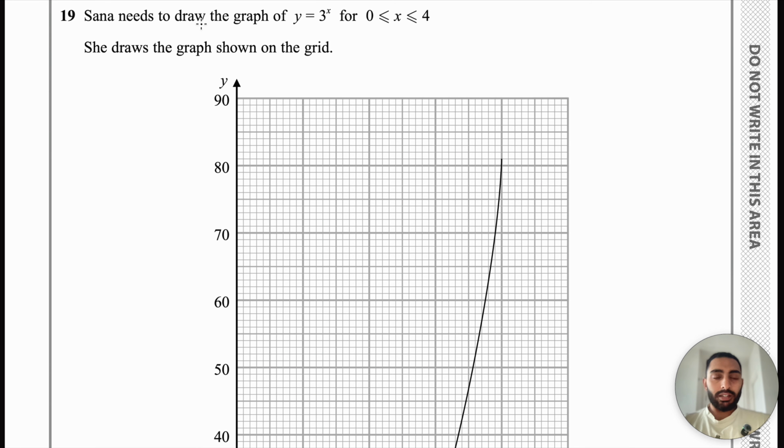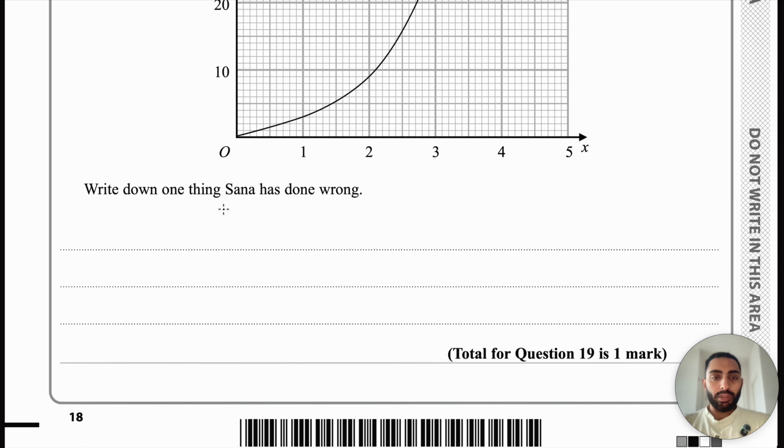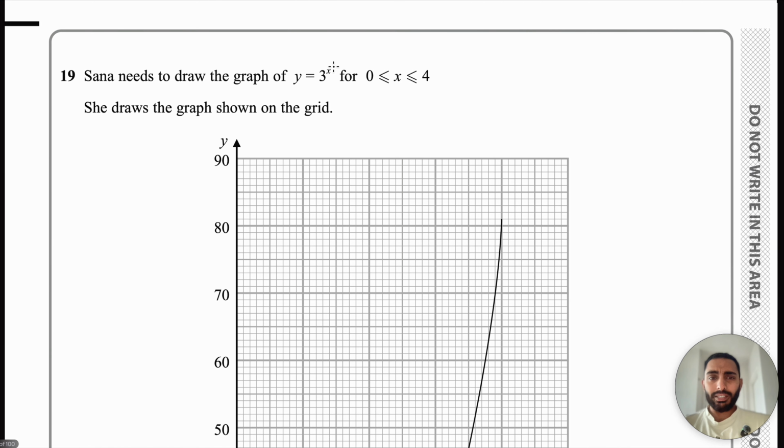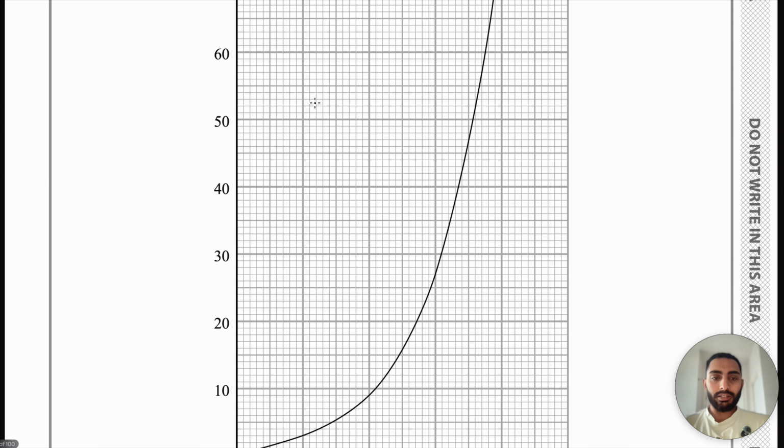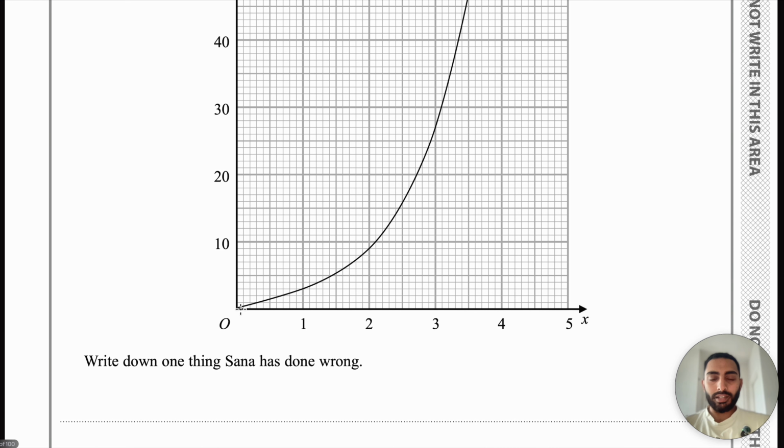Question 19. Sana needs to draw the graph of y equals 3 to the power of x for x greater than or equal to 0 and less than or equal to 4. She draws a graph shown on the grid. Write down one thing Sana has done wrong. If I take a look at this, this is an exponential graph. So I just need to substitute these values of x into this. But the first thing that I can see is that the y-intercept is at 0.